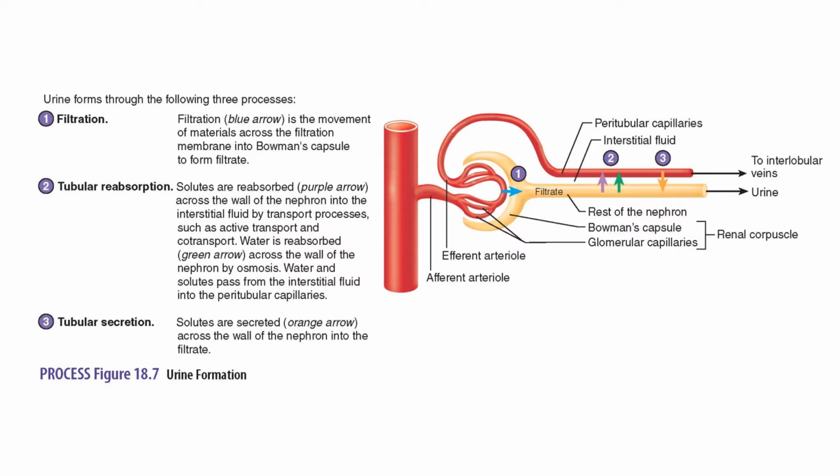Water is reabsorbed, represented by this green arrow, across the wall of the nephrons by osmosis. And then water and solutes pass from the interstitial fluid into the peritubular capillaries. So this is the peritubular capillaries. And then the tubular secretion is represented by the orange arrow. The solutes are secreted back across the wall of the nephron into the filtrate.